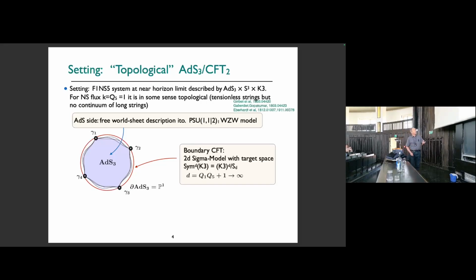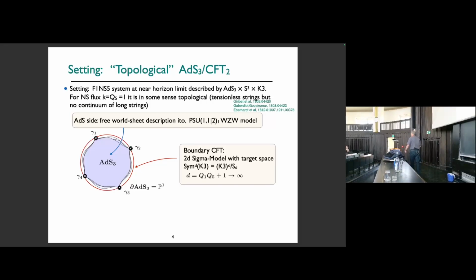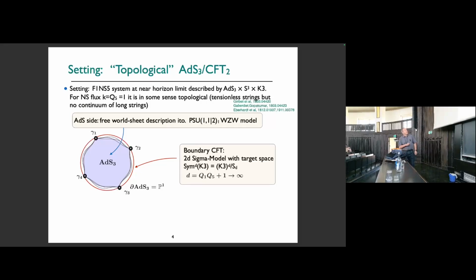And as you know, there are several components to this. The bulk theory is described by a free field realization of some supersymmetric Wess-Zumino-Witten model with some extra Gauss degrees of freedom. And the boundary theory is described by a 2D sigma model with target space given by the symmetric product of K3, Sym^D(K3), where D is essentially N in the AdS literature. And the correspondence a priori is good only for D going to infinity. The K3 is not drawn here.